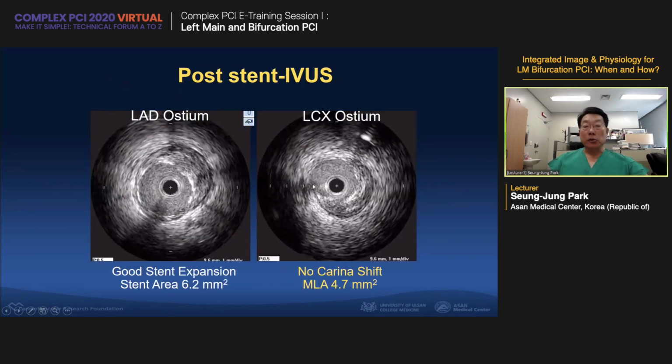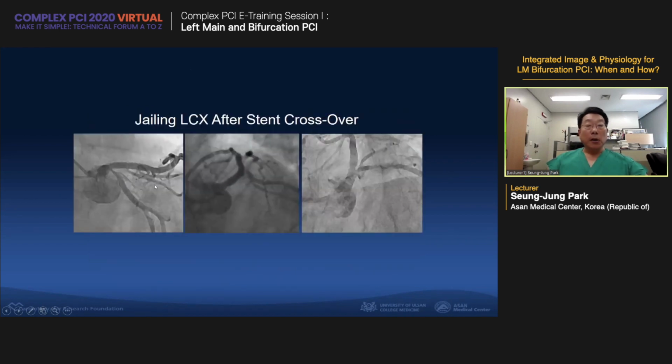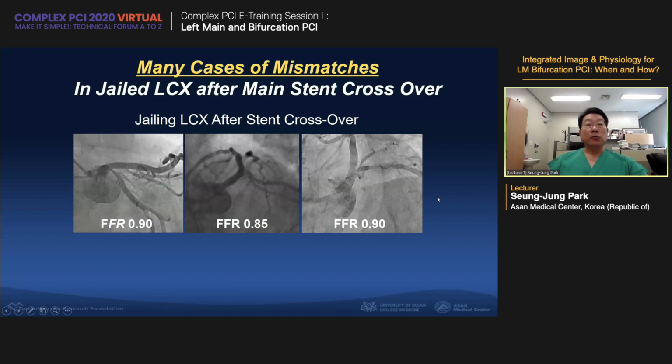Post-stent IVUS, the circumflex ostium is well preserved. Still, MLA is almost 5 square millimeters. Look at this. There are many cases of circumflex jailing after stent crossover from the LAD to the main. Look at this. Very tight stenosis, 80%. Already loosened area by a stent strut. Some calcific lesions. We have no idea whether it is really functionally significant or not. However, FFR is absolutely negative in all cases. Many cases show a mismatch of tight stenosis and negative FFR if there is circumflex after main stent crossover.